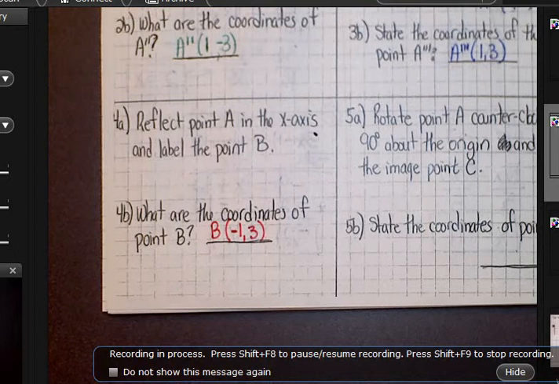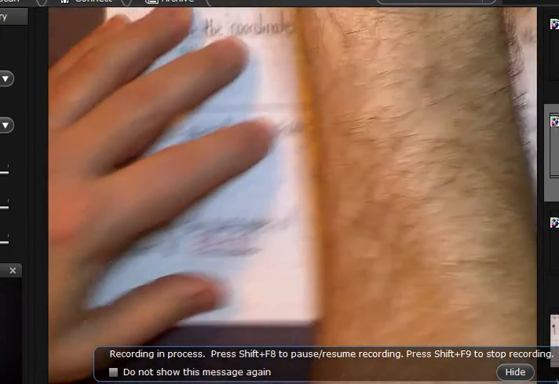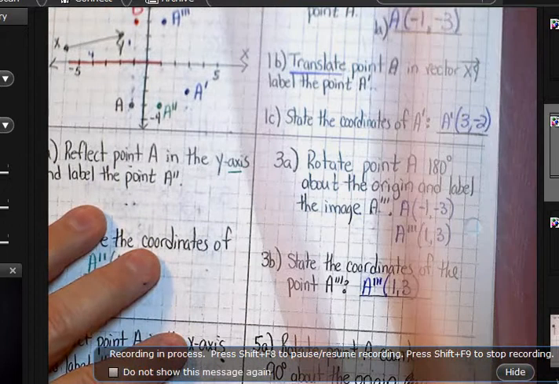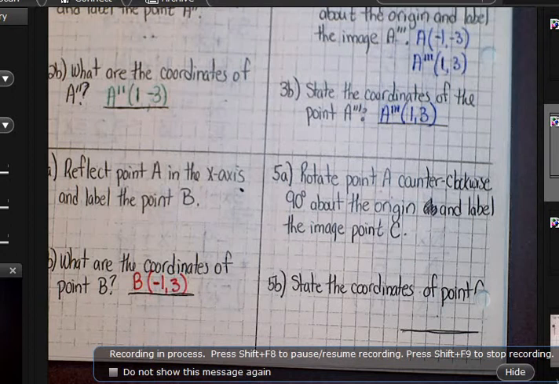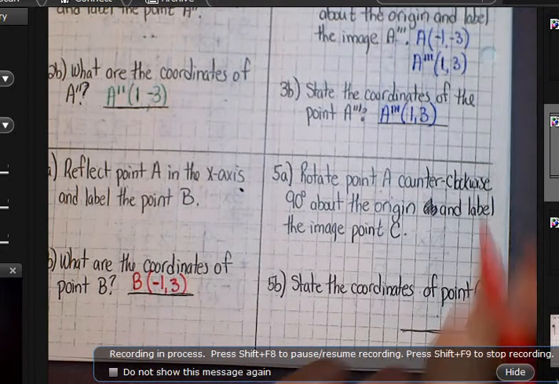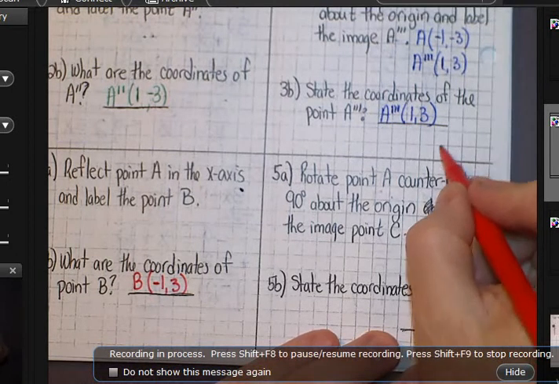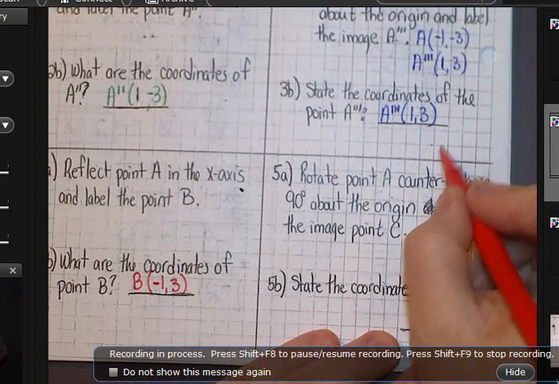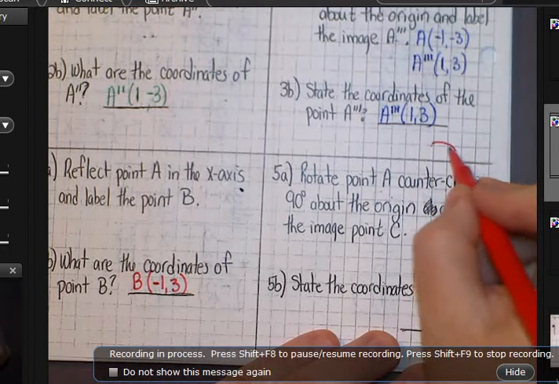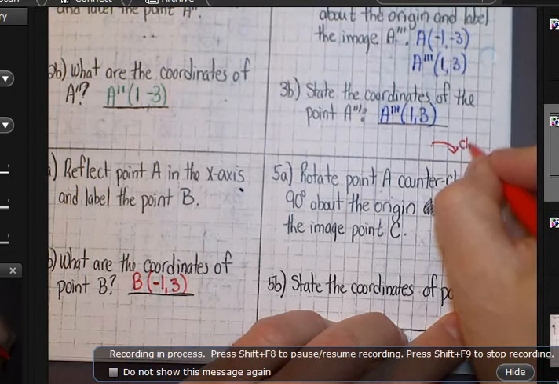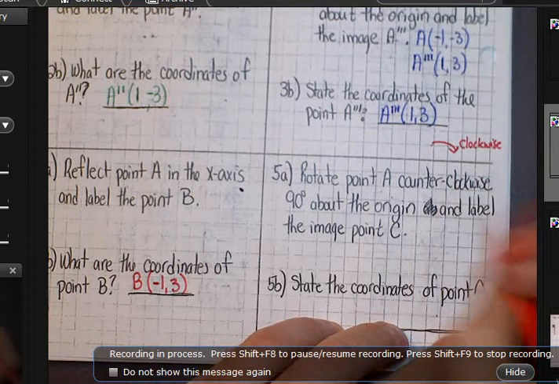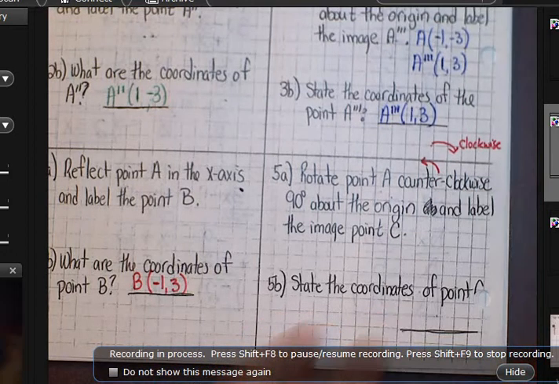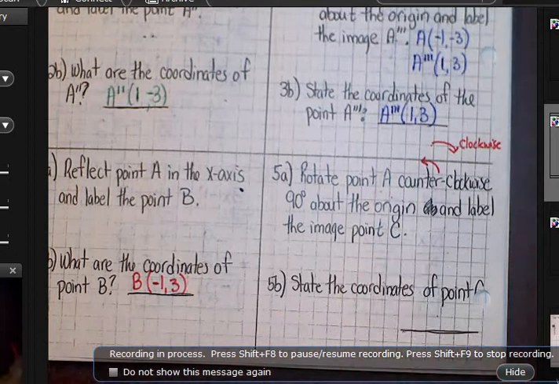All right, on our last question, question number 5. Now question number 5 wants us to, I guess we'll move the camera, rotate point A counterclockwise. So remember, counterclockwise is, you look at the clock if you need to. Clockwise would be this way. All right, this is clockwise. So counterclockwise is going to be in the opposite direction, so we're going to go this way. So we want to rotate it 90 degrees. 90 degrees is going to be a quarter turn, and we want to label it point C.